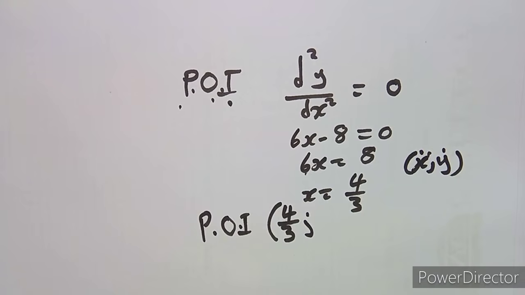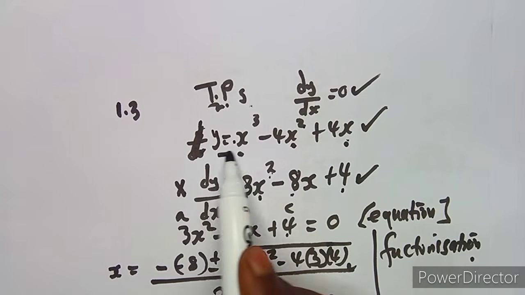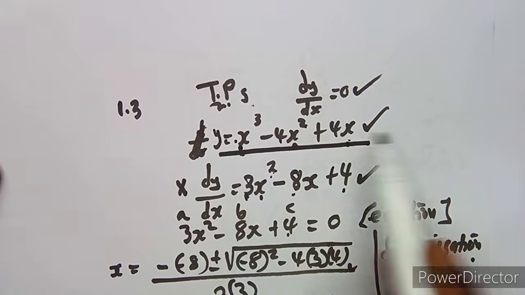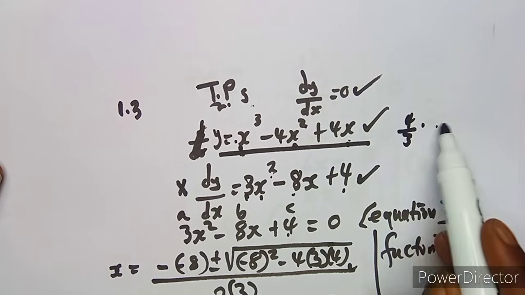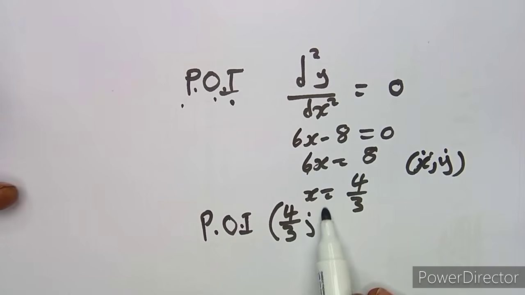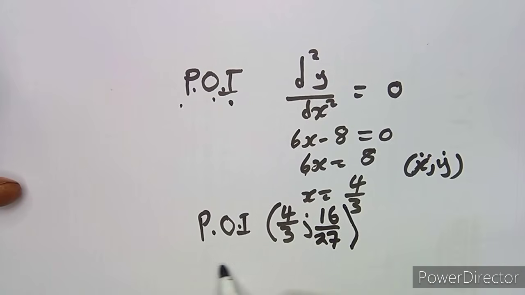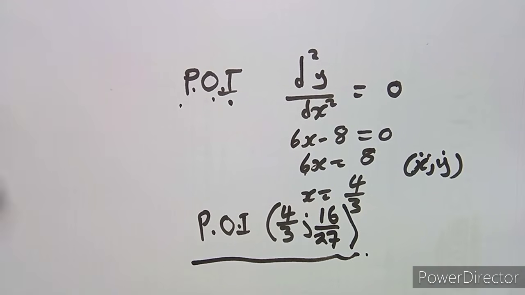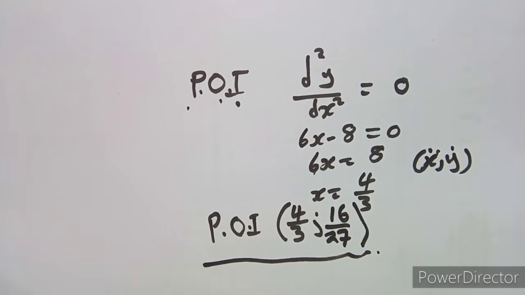We use the normal equation that we're given here. Remember our normal equation, y is equal to, in place of x, you're going to substitute 4 over 3 throughout. In place of x, 4 over 3. So you're going to obtain a value of 16 over 27. So this is what you're going to have as the point of inflection. So it's actually 4 over 3, 16 over 27. So that's what we had on this question.